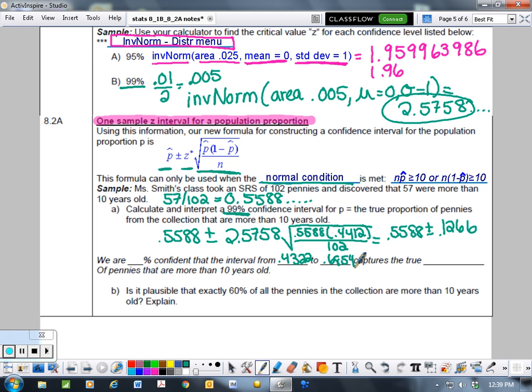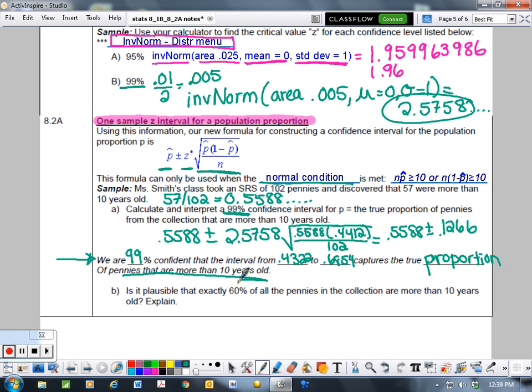So this is our interpretation right here. We are 99% confident, because we did a 99% confidence interval, that the interval from 0.4322 to 0.6854 captures the true proportion of pennies that are more than 10 years old.